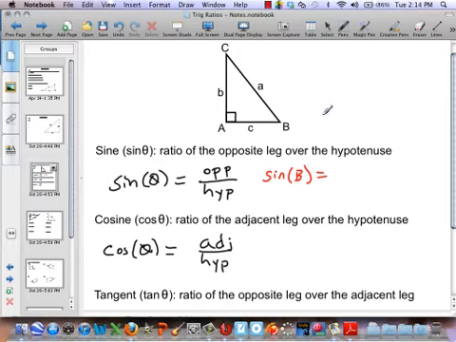Little b over A. Very good. Little b is the opposite side of angle B. We'll talk about that. Okay. What is the sine of C? C over A. C over A.